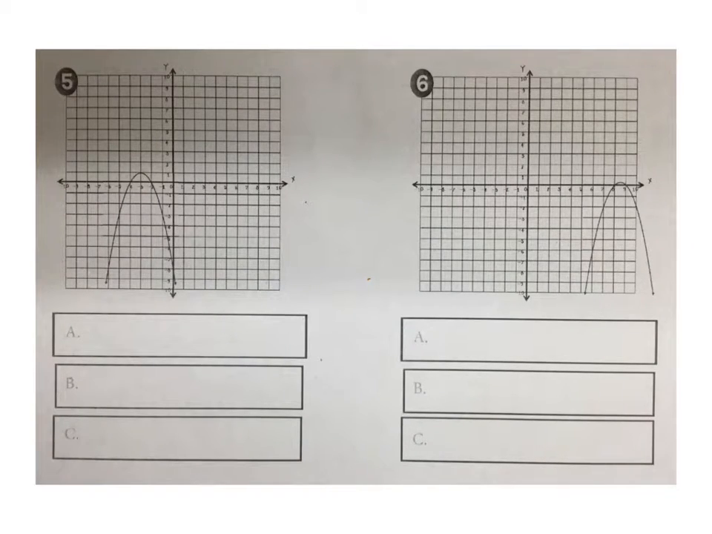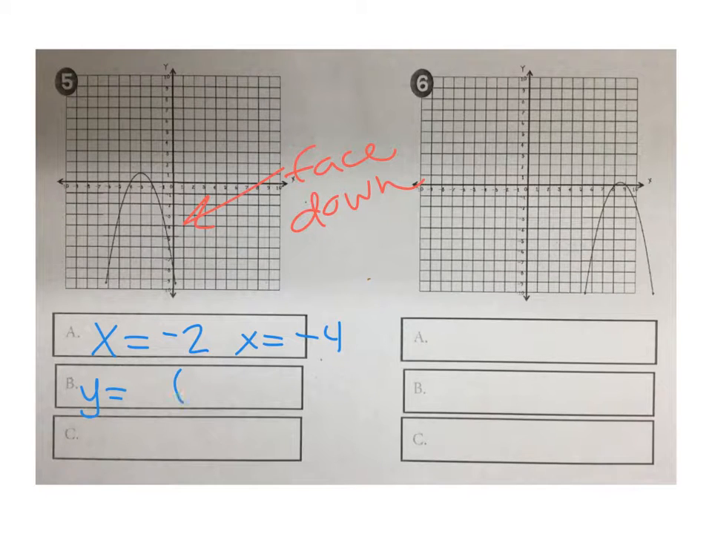All right, number 5, we see that the direction has changed. We now have a parabola that faces down. So what is that going to affect? Well, one thing it does not affect is the zeros. Our zeros are still the same, -2 and -4. It also does not change the fact that our factors would be x plus 2 and x plus 4.